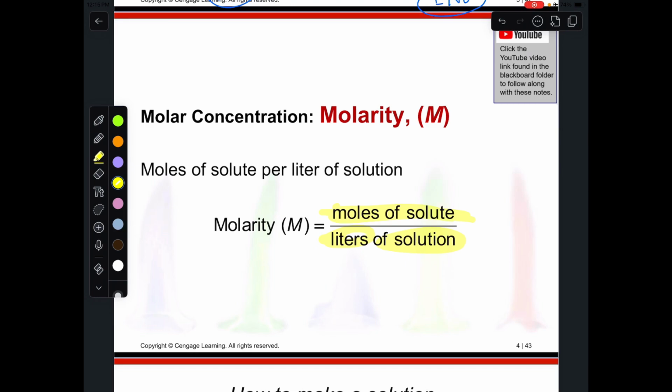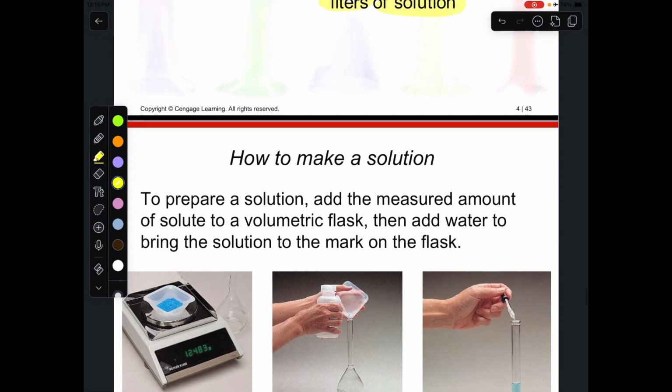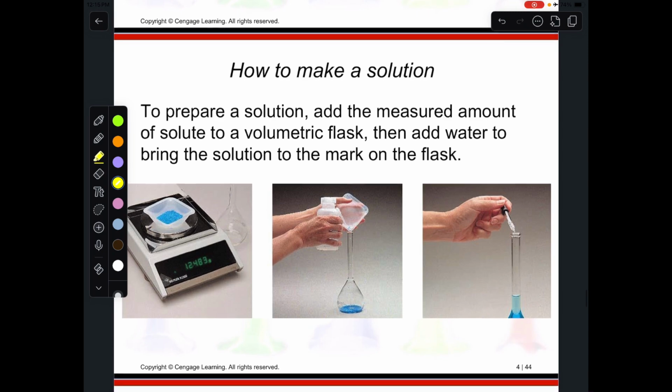So for example, if we have sugar going into hot tea, our sugar is our solute, our hot tea water is our solvent, and the mass of both of those together would be the solution. So again, we usually just abbreviate this as molarity, big M, equals moles over liters. All right, so liters, not milliliters.